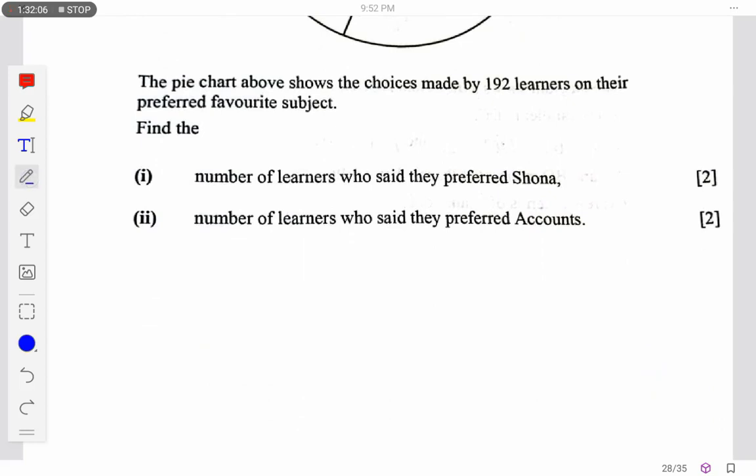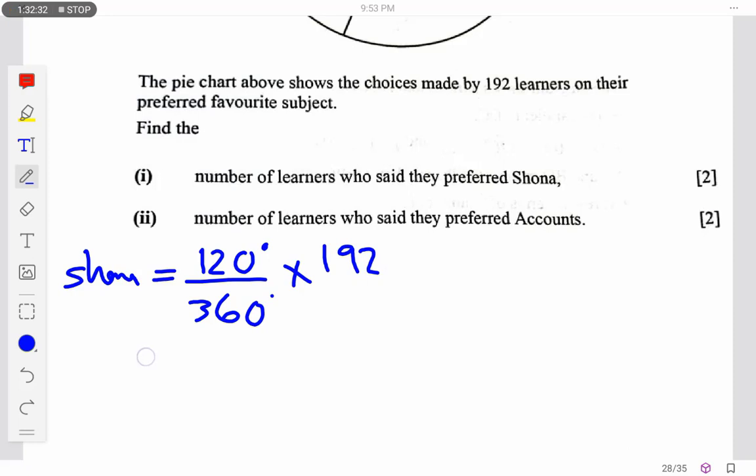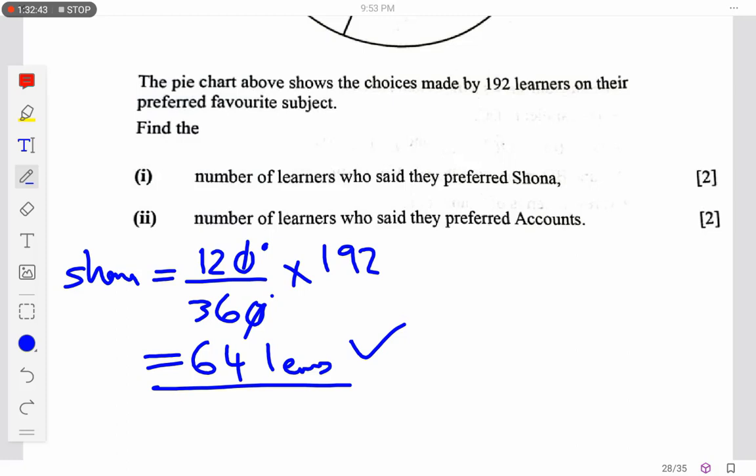So we can say the Shona students is equal to, because we are going to say like ratio, or we can even say the angle over total angle times 192 students. So I can say 120 degrees divided by 360 degrees, which is the total angle, times the number of students, 192 learners. When I do this, these will cancel off each other. I'm going to get 64 learners. Okay, that is my answer for the first part of Shona people.